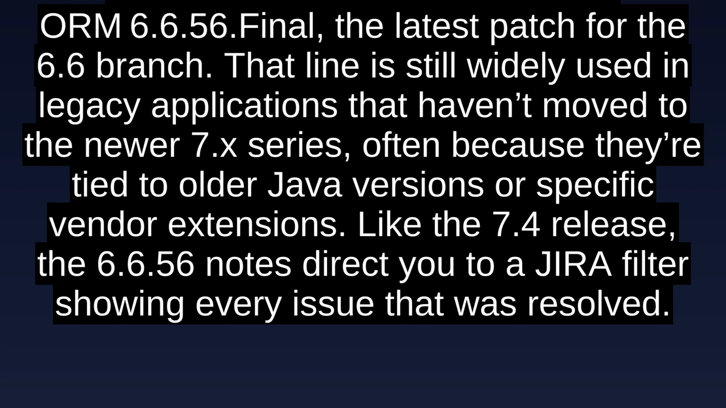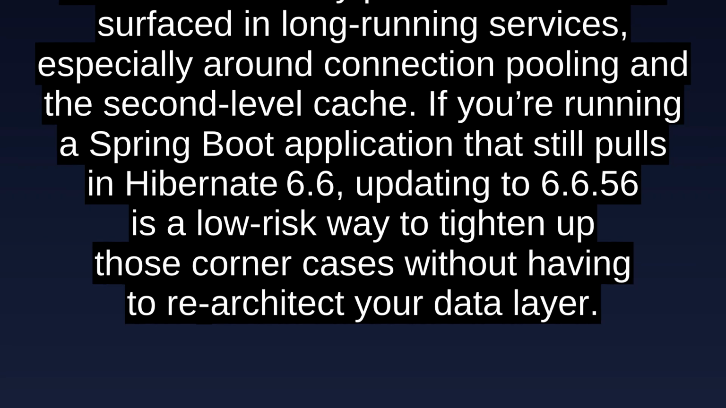Like the 7.4 release, the 6.6.56 notes direct you to a JIRA filter showing every issue that was resolved. The key takeaway is that this patch is primarily a maintenance release. It addresses stability problems that have surfaced in long-running services, especially around connection pooling and the second-level cache. If you're running a Spring Boot application that still pulls in Hibernate 6.6, updating to 6.6.56 is a low-risk way to tighten up those corner cases without having to re-architect your data layer.